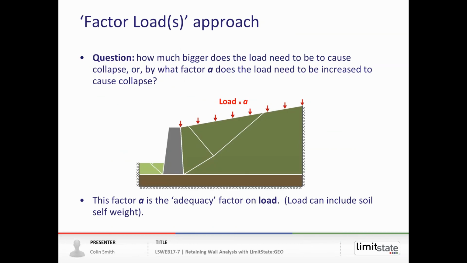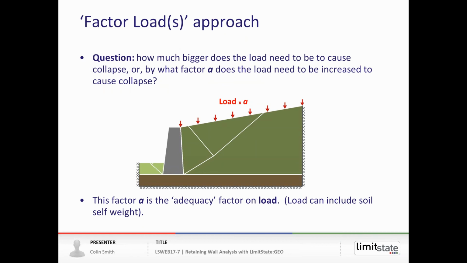And there are 2 main ways to do this. It's what we call a factor load approach, which simply says if we have a load in the system, how much bigger does that have to be to cause collapse? Or by what factor does that need to be increased to cause collapse?